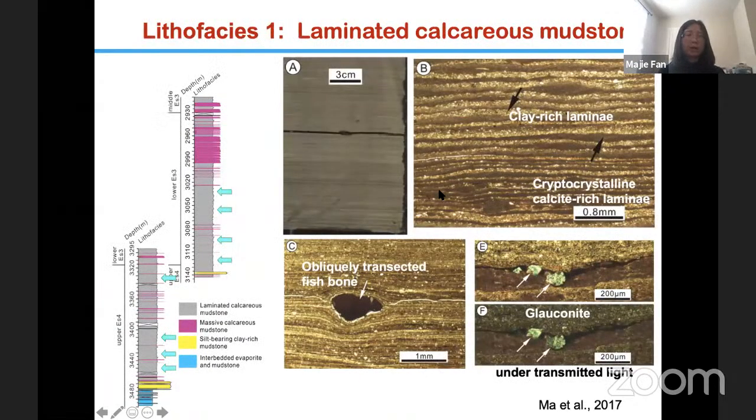Now we can look into the details of the lithology. The laminated calcareous mudstone is the most dominant lithofacies in both of the cores. This is how it looks in the core. You can clearly see that it's well laminated. Then we can zoom into one of the areas and look at it under the microscope. What we see here is dark and light brown intervals alternating with each other. Within the darker intervals, they are enriched with cryptocrystalline calcite. There's also a little bit of dolomite in it.